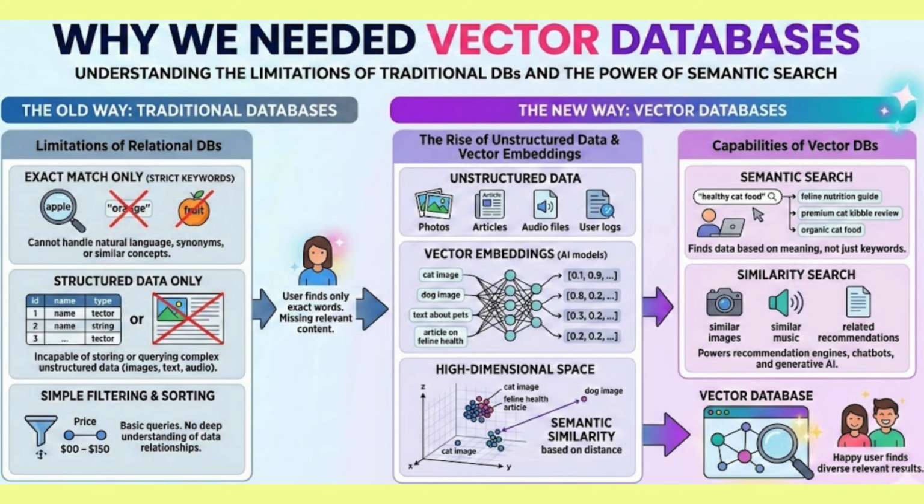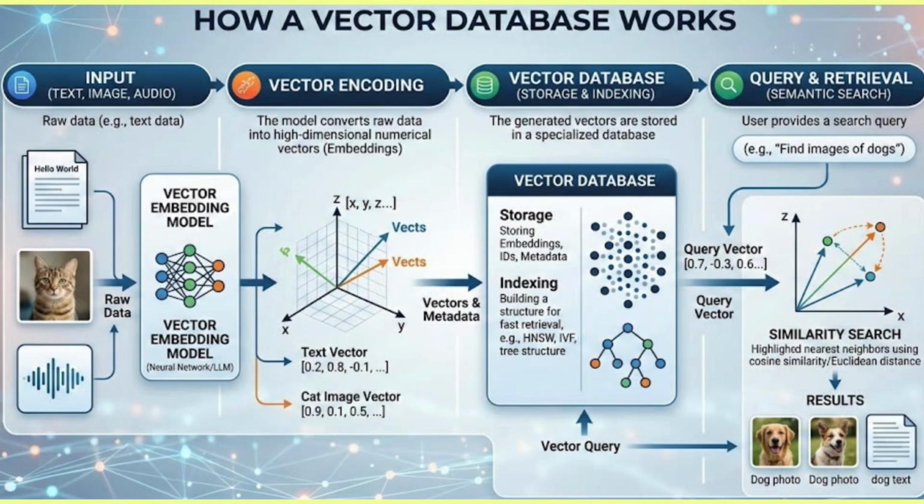Most of the data created today, like photos, videos, articles, is unstructured. AI needs to understand the content of a photo, not just its file name. The vector database provides the ability to perform semantic search, which is searching for information based on intent and meaning, overcoming the limitations of keyword matching. So the power of a vector database comes from its specialized internal engine, which is focused on speed and proximity.